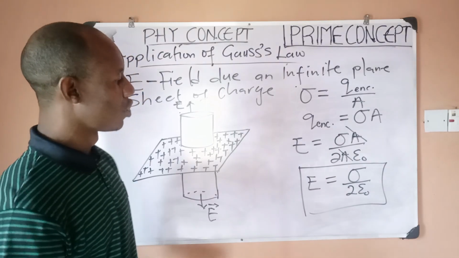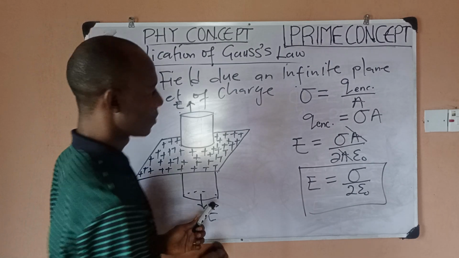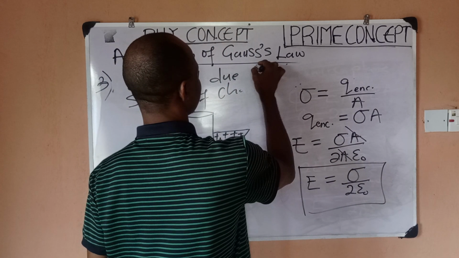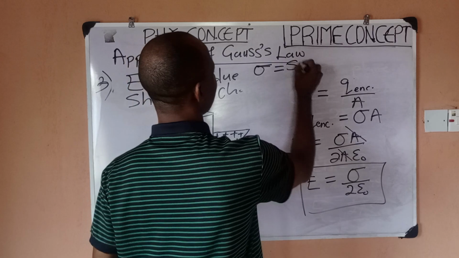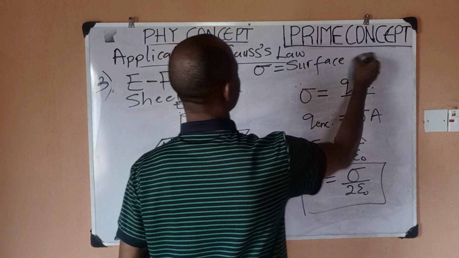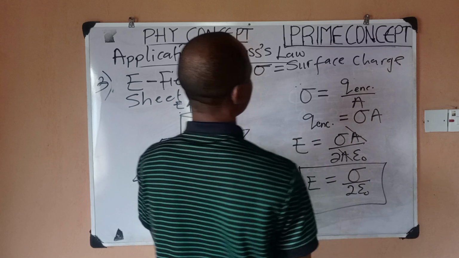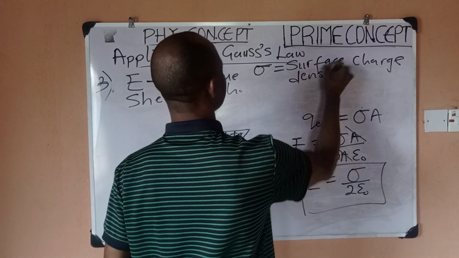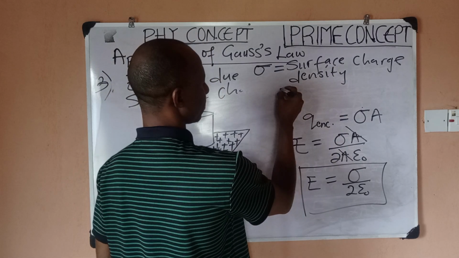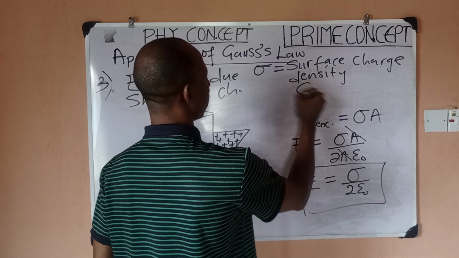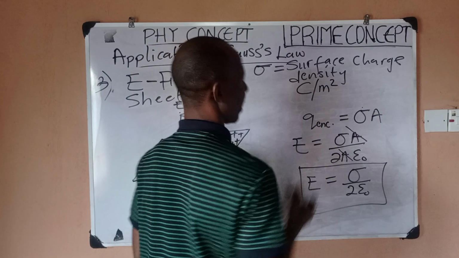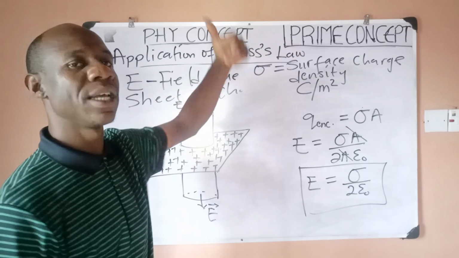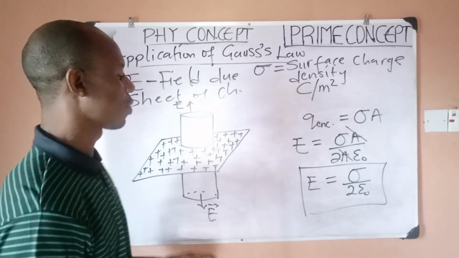Now, one of the things you should note, so first of all, let me mention to you that sigma is called surface charge density. So you take note of this. And then secondly, the unit is coulomb per meter square. Coulomb per what? Meter square. Don't forget. So you can always identify these things in a problem from their units. Coulomb per meter square. So this is it.